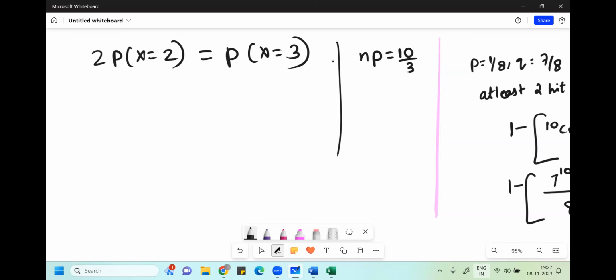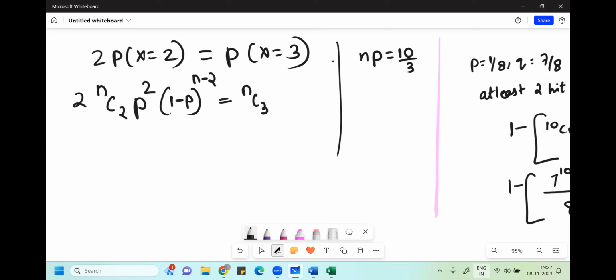So this you understand, no? This is the probability of getting 2. This is the probability of getting 3. So can I write this as nC2, the probability of getting 2, p to the power 2 into q, which I can write as 1 minus p, to the power n minus 2? No doubt now. This is equal to nC3, p to the power 3, 1 minus p to the power n minus 3. Any doubt, anyone?